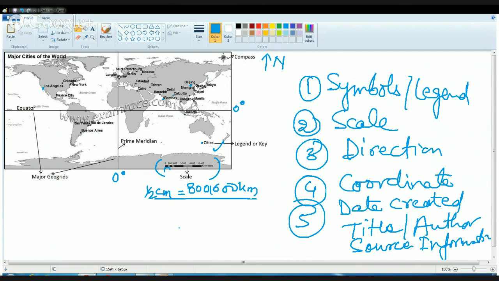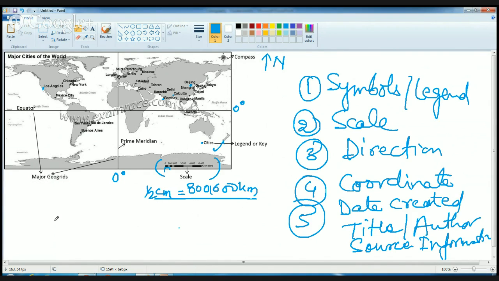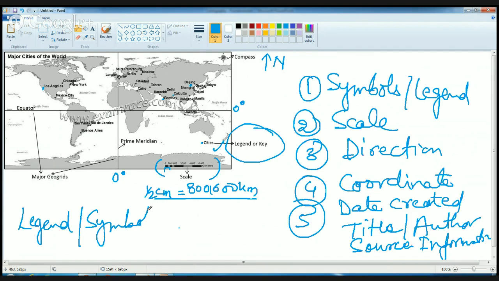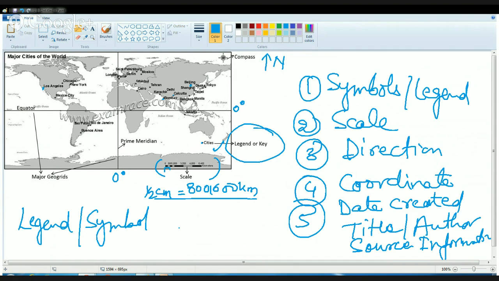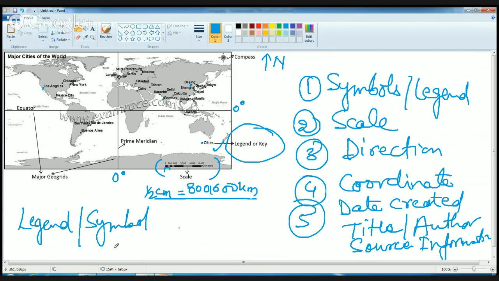Now since you have a map, what is important is reading the map. How will I read this map? To read this map, I must have the knowledge of the legend. So I must be able to read the legend or the symbols first of all. Then I must know what is the shape of what is on the map. So I must understand the symbols.